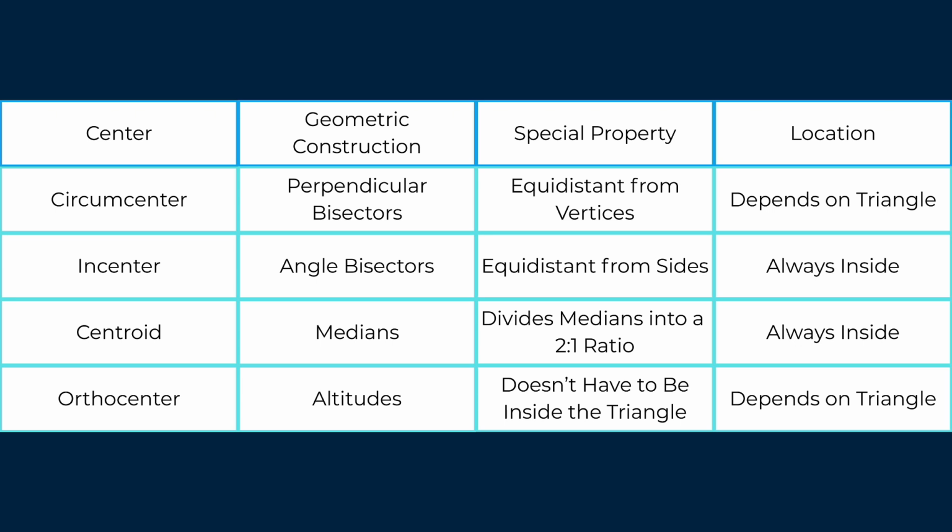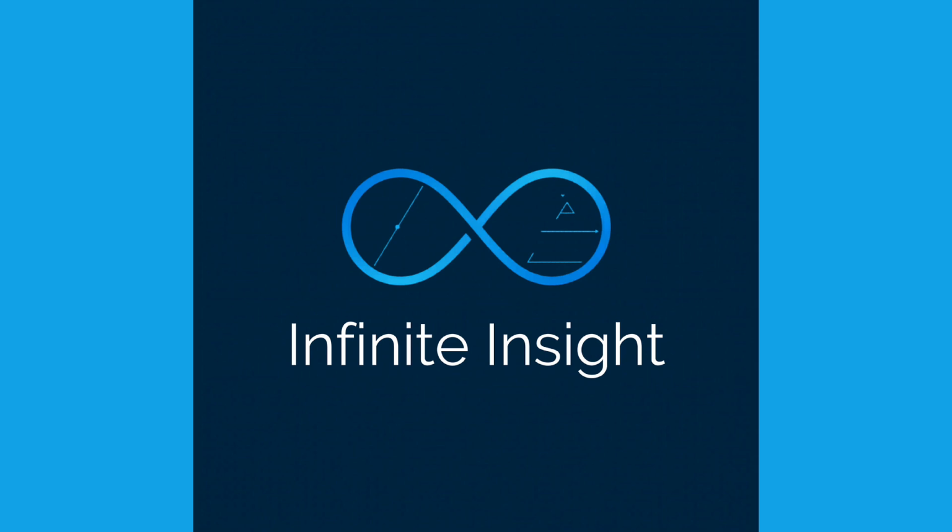And these four centers are very important because they show how we can use these centers in other contexts, such as the next lesson that we will be talking about, Euler's line. Euler's line is a line that passes through multiple of these centers, and we'll go through that next time on Infinite Insight Geometry. And that'll be all for today's lesson.